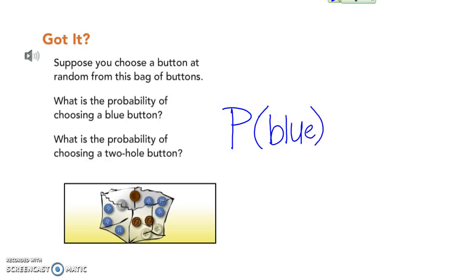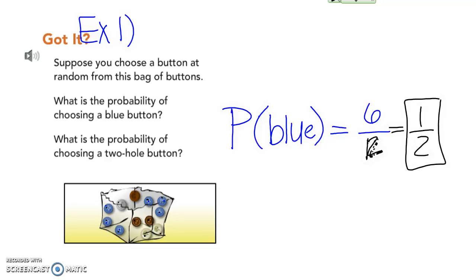I do want you to write this down. We'll call this example 1. Okay. How many blue buttons do we see? 1, 2, 3, 4, 5, 6. Out of how many total possible buttons could I pick from? 1, 2, 3, 4, 5, 6, 7, 8, 9, 10, 11, 12. 6 out of 12. Can I simplify? Yes, I can simplify. My board will ever write. There we go. That would be 1/2. So I have a 1 out of 2 chance of picking a blue button.